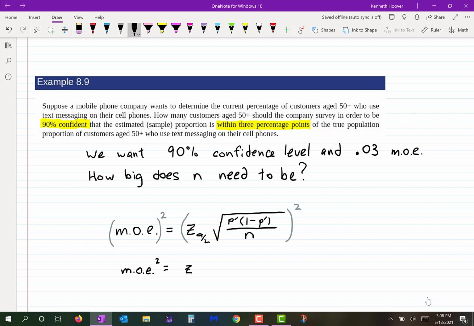Let me ask you, what's alpha over 2? The confidence level is 90%. So alpha is 10%. So alpha over 2 is 5%. Squared, because we squared both sides, times p prime times 1 minus p prime. The square root has disappeared because of squaring both sides. And that is over n.